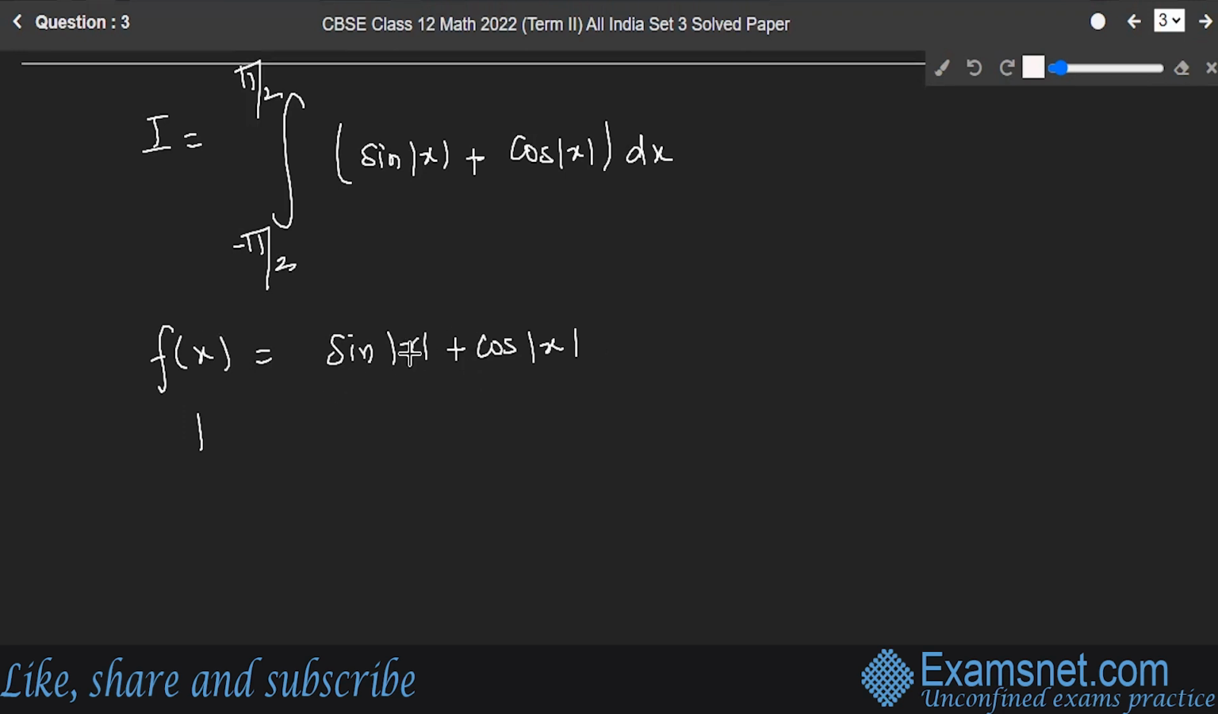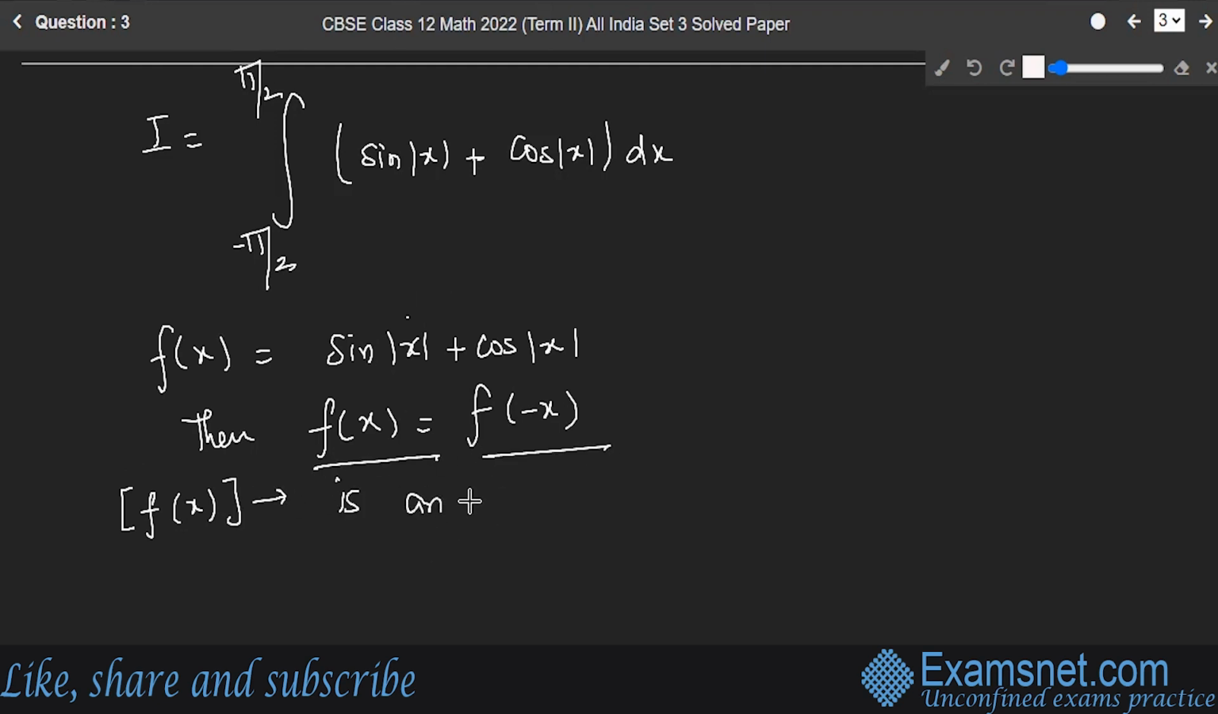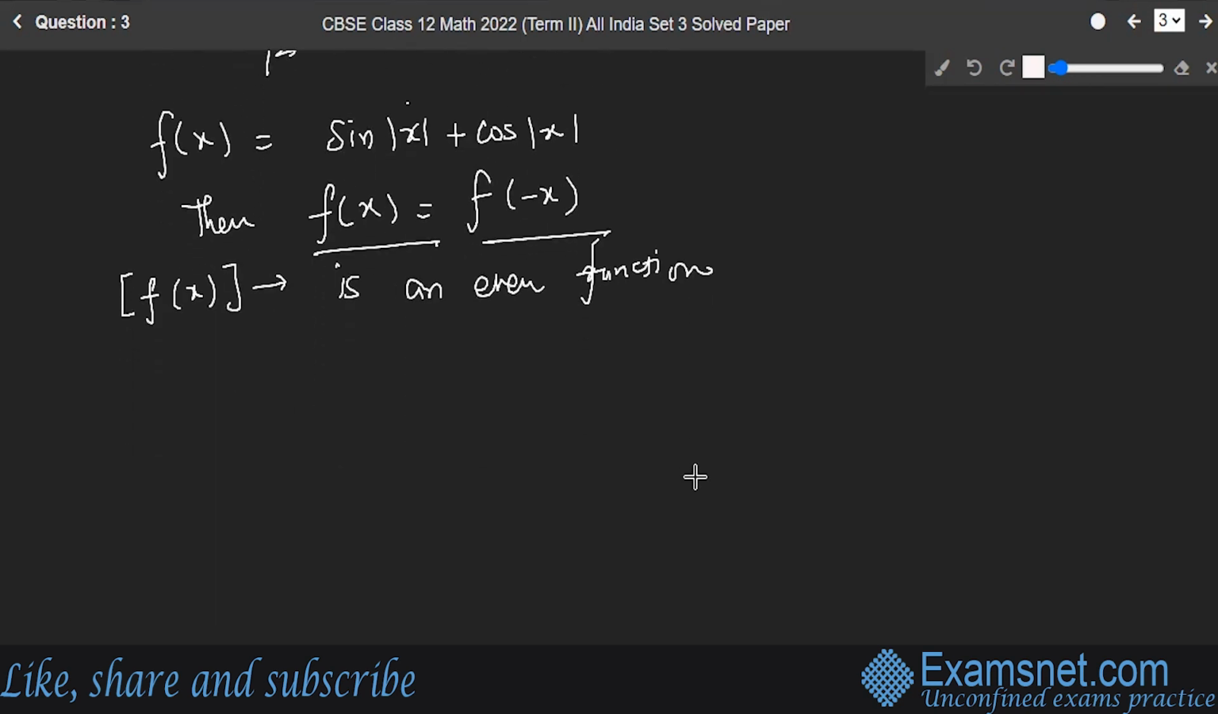See, if f(x) is equal to this, then you know one thing. If we are dealing with the mod of x, then f(x) is equal to f of minus x. If this is so, then see one thing. This f(x) is an even function because f(x) is equal to f of minus x, right? And if this is an even function, you can rewrite this statement. It was the integral from minus pi by 2 to pi by 2 of sine mod of x plus cos mod of x dx.